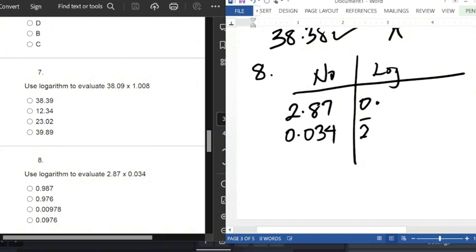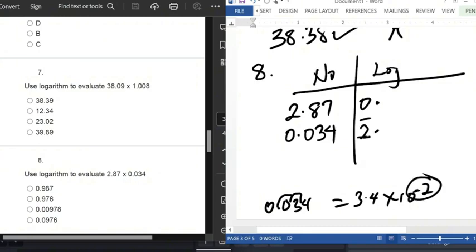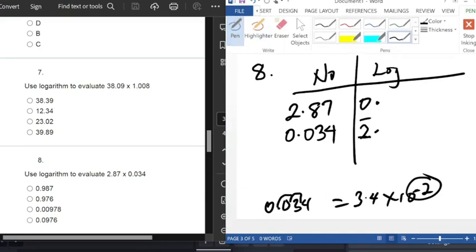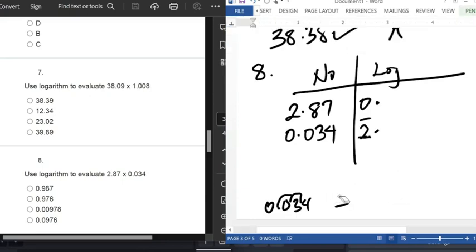Because if you change 0.034 to standard form, that will be 3.4 times 10 raised to the power minus 2. So minus 2 here is the characteristic that we have. And if you don't want to make use of standard form to get your characteristic, what you just need to do is count how many zeros you have at the beginning. We have 2 zeros, so that's going to be minus 2.